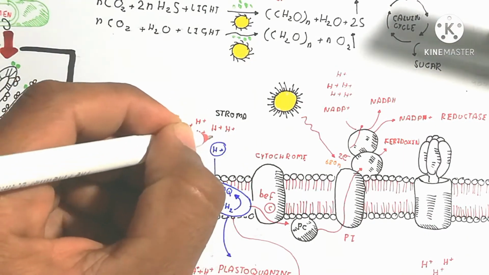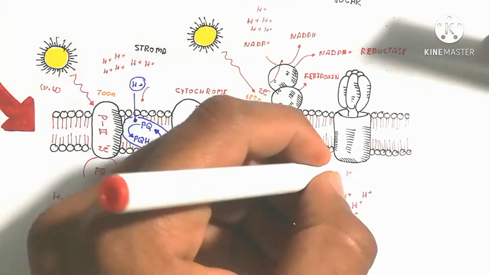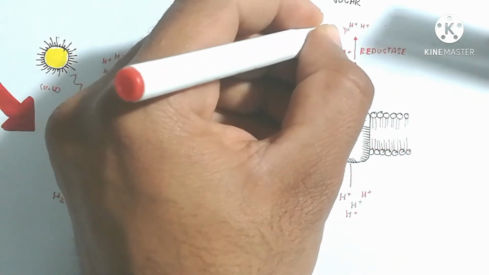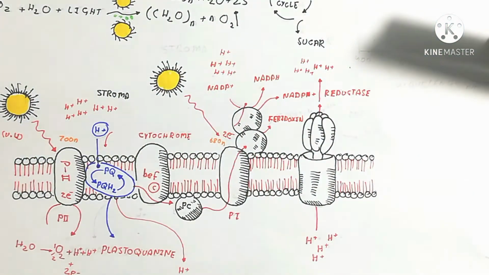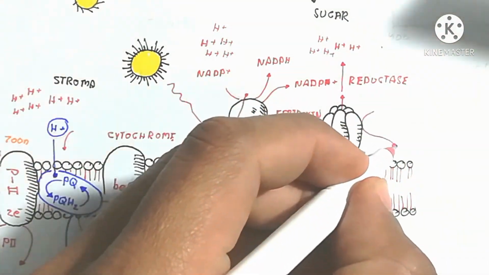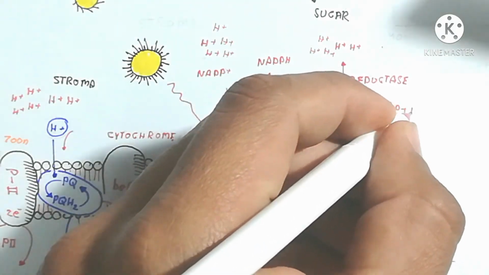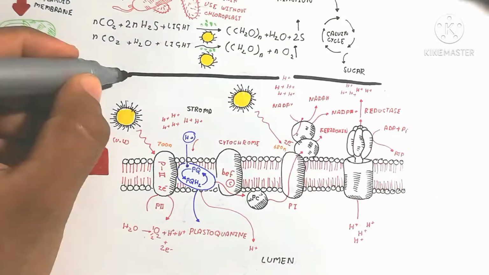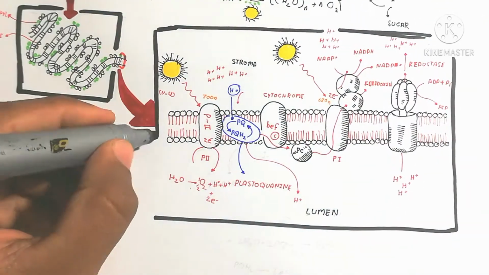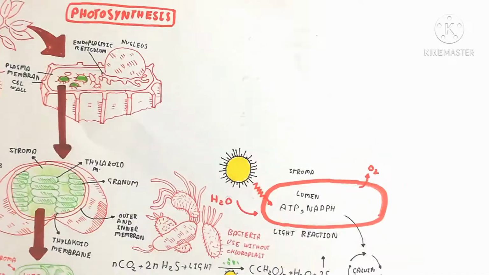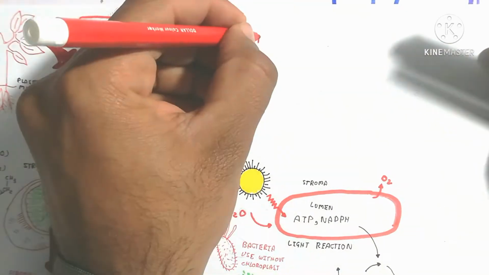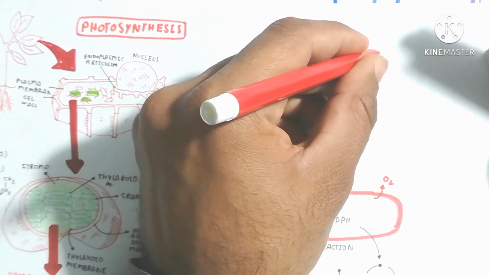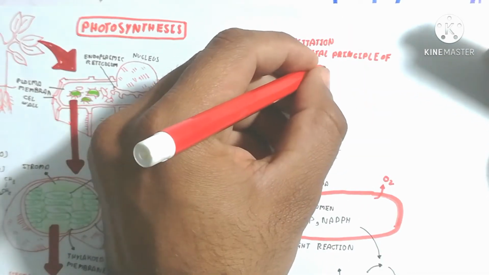So now NADPH production is done. Now we will discuss ATP production. The protons which come inside the lumen from the stroma during the electron transport chain create a proton gradient, and ultimately the protons go back outside to maintain the proton gradient and produce ATP from ADP. That is known as the ATP synthase enzyme.